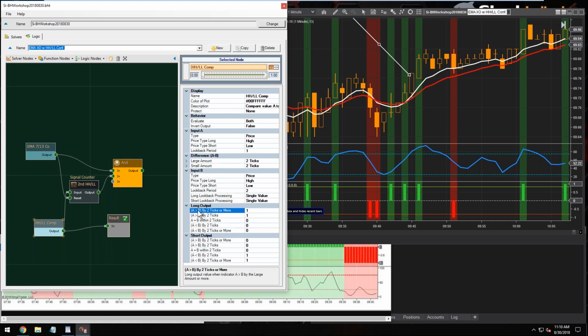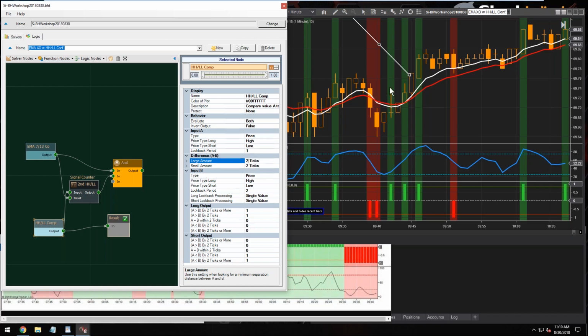Keep in mind, if you look at the description here, for the long output, it's A greater than B, right? There's no equal sign in there. It's not A greater than or equal to B. It's A greater than B, and A greater than B. So there's no equal in there. In other words, since I put 2 ticks, the distances between the highs have to be greater than 2 ticks. In other words, like 2.1 ticks or something like that.